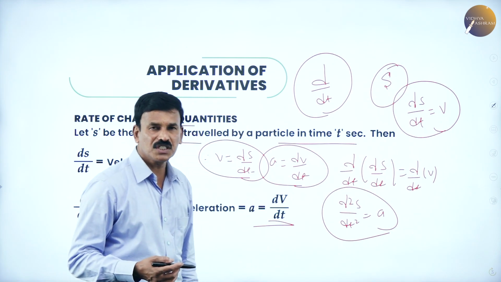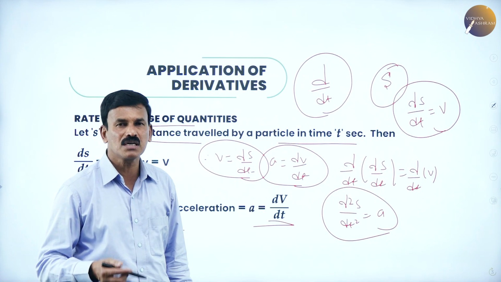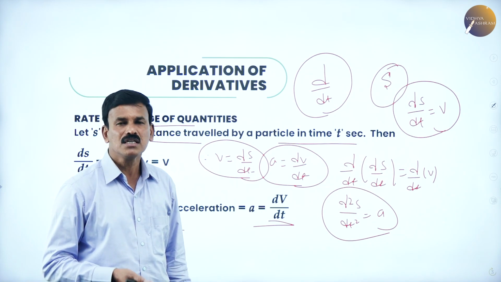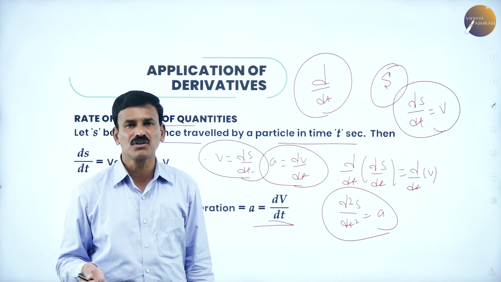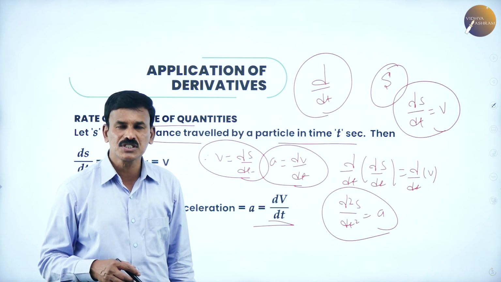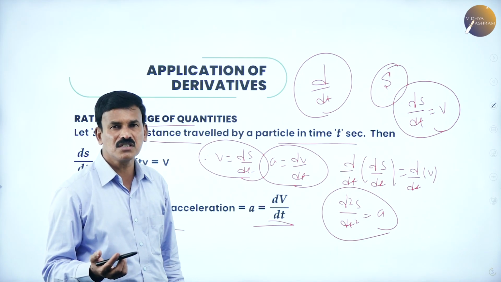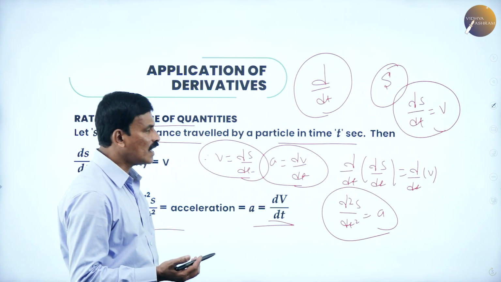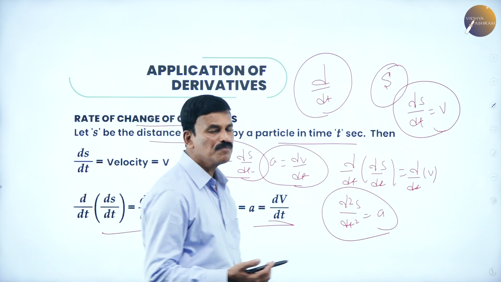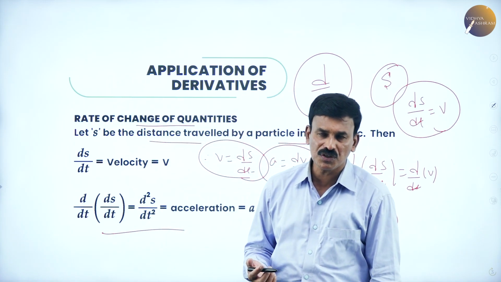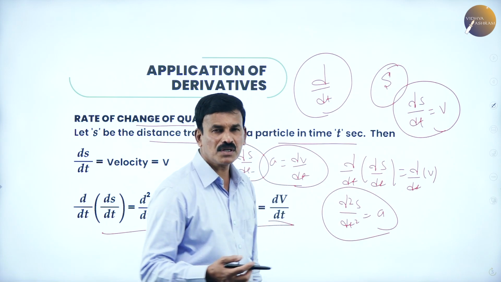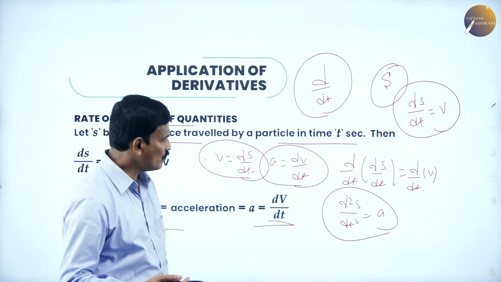Now suppose the velocity is equal to 0, that is ds by dt is equal to 0, the rate of change of displacement is 0, which means the particle is at rest. Now suppose the acceleration is equal to 0, dv by dt is equal to 0, that is the rate of change of velocity is equal to 0, which means the particle is moving with uniform velocity.